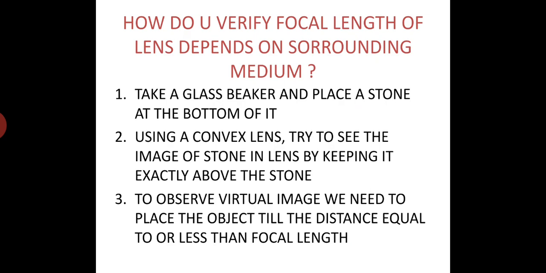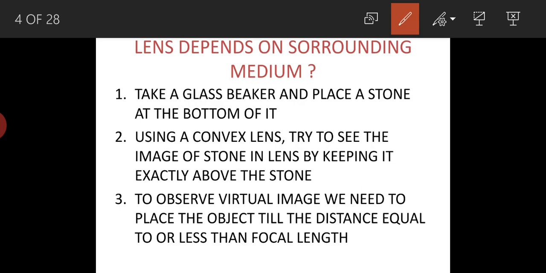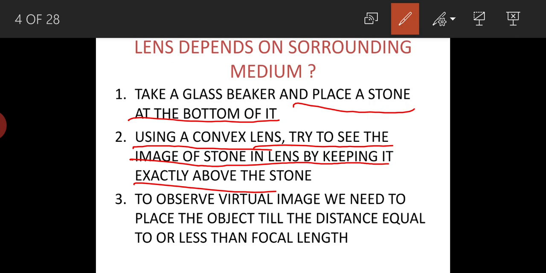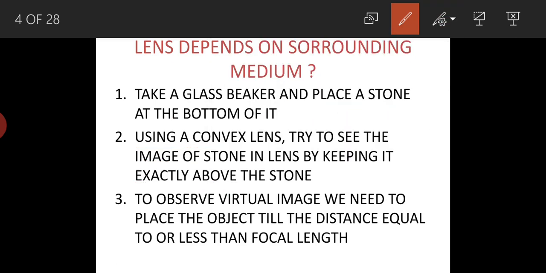Now let us come back to the activity. Whatever I explained till now is relevant, but it is not the actual activity. The actual activity is: first, we need to take a glass beaker and place a stone at the bottom of it. Now, using a convex lens, try to see the image of the stone in the lens by keeping it exactly above the stone. So take a glass beaker and at the bottom of the beaker place a stone.